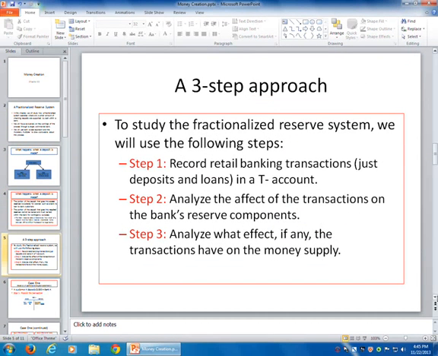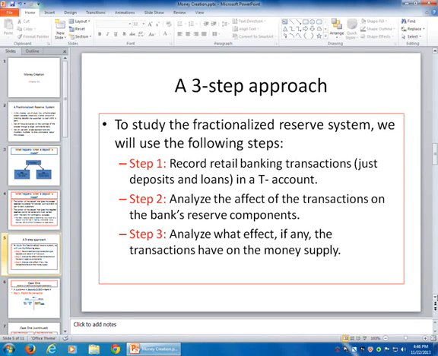Now, what we're going to do is track through the money creation process. We're going to track what happens when a deposit is made and how that ultimately affects the size of the money supply. For our purposes, the money supply will focus strictly on M1. So we're going to see how M1 changes when a deposit is made, when a loan is made. We're going to see what the effect ultimately will be on the money supply.